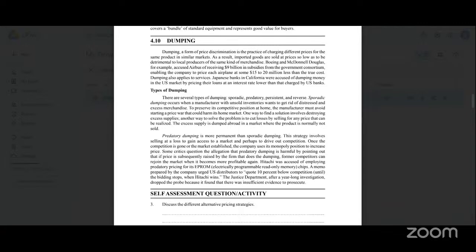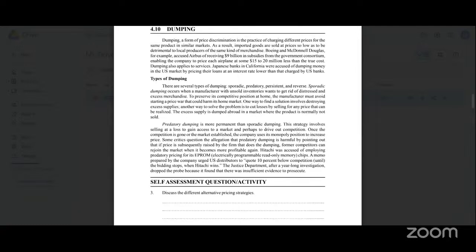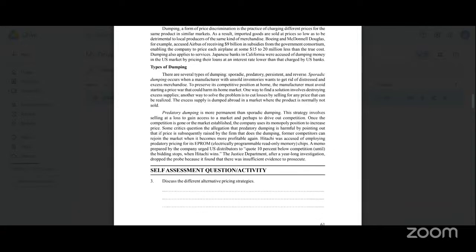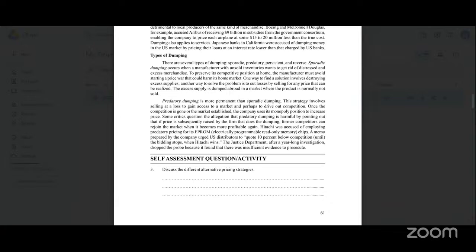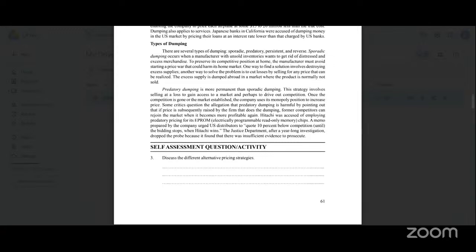For example, if we look at Boeing, they accused Airbus of receiving $9 billion in subsidies from the government consortium. So, what did Boeing do? They were actually able to offer their airplanes at close to 15 to 20 million less than the true cost. So this is what we mean by dumping. Dumping also applies to services, like banks, for example. So dumping can take many forms.